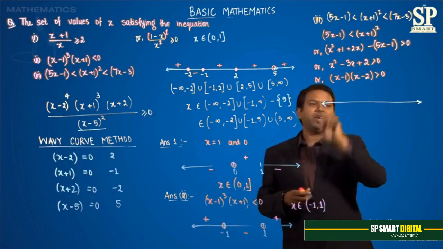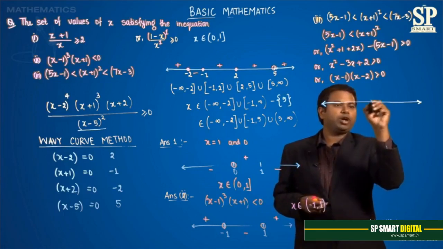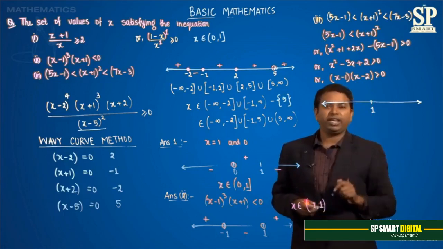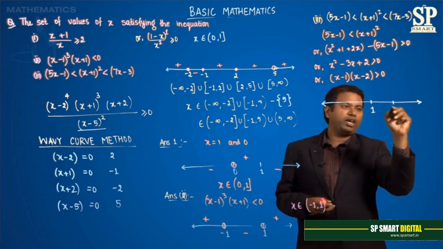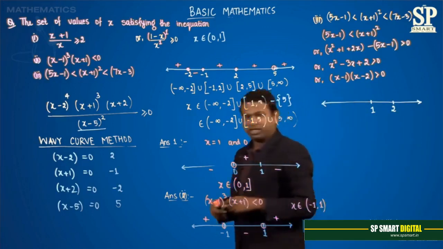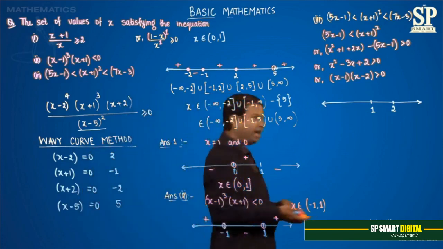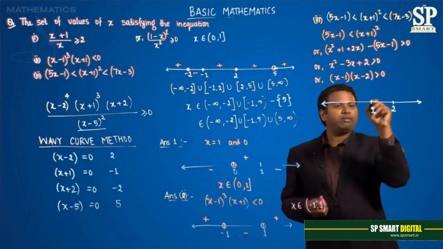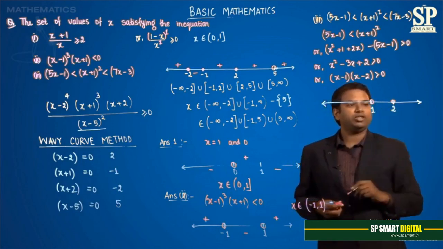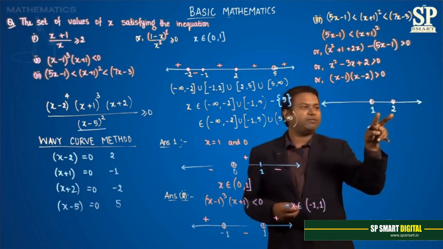On putting x minus 1 equal to 0, we get a point x equal to 1, and on putting x minus 2 equal to 0, we get x equal to 2. So these are the 2 points that we have obtained. Now since we have only a greater than sign, hence we need to have an open circle at these 2 points. And let us now check for the sign.